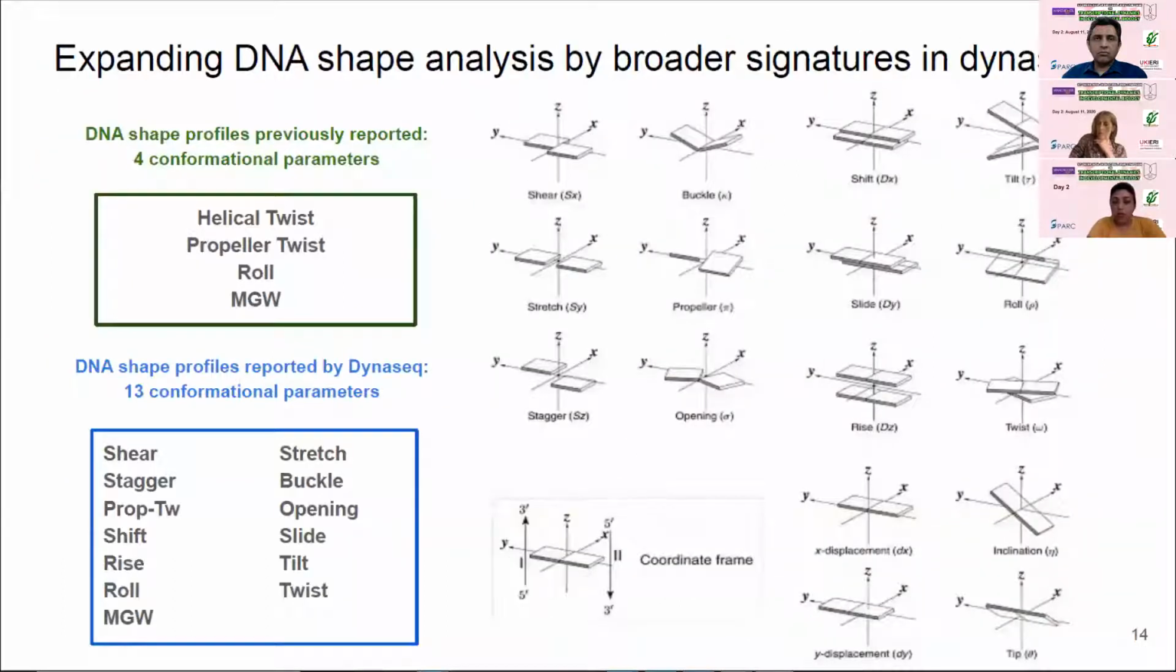In the data that was reported, the conformational parameters that were considered were 4 in number, and hence we moved on to reinvestigating the DNA shape profiles of these fast and slow sites, and we used 13 different conformational parameters by using the DynaSeq tool.